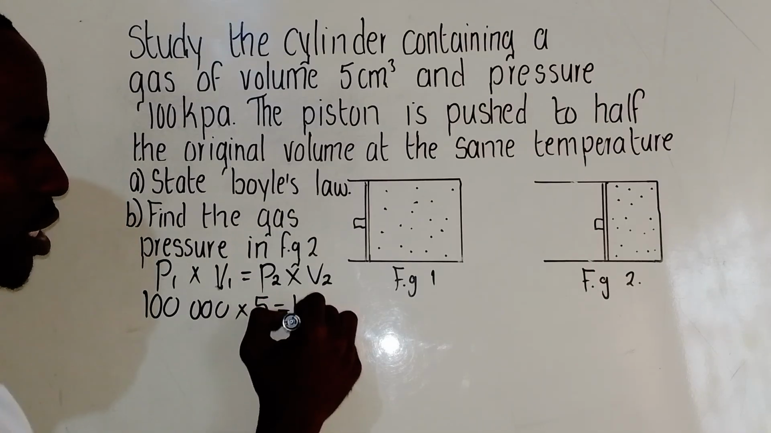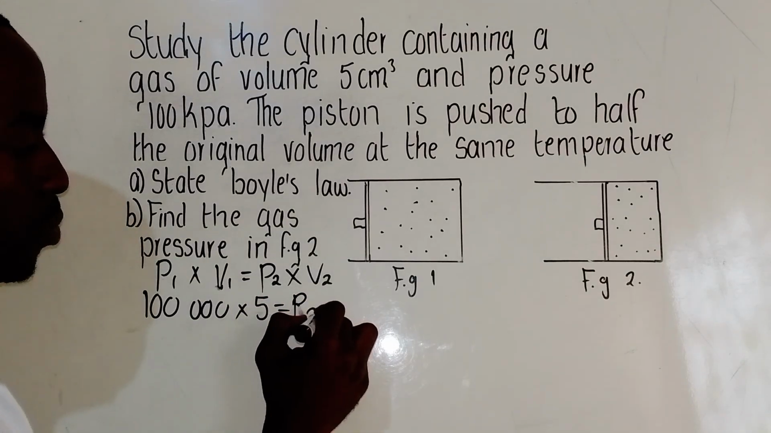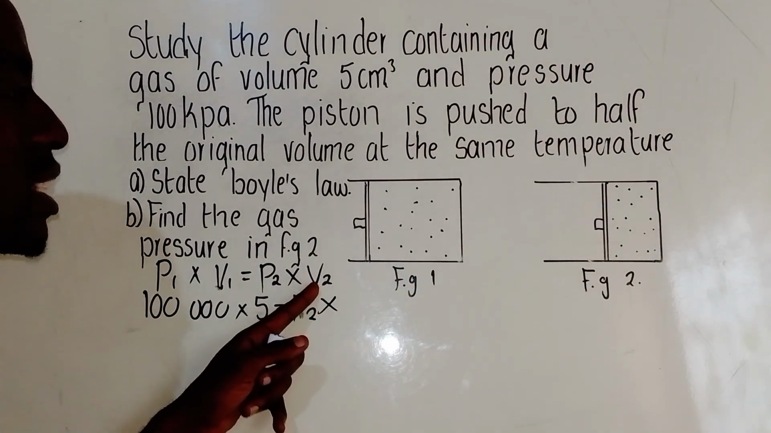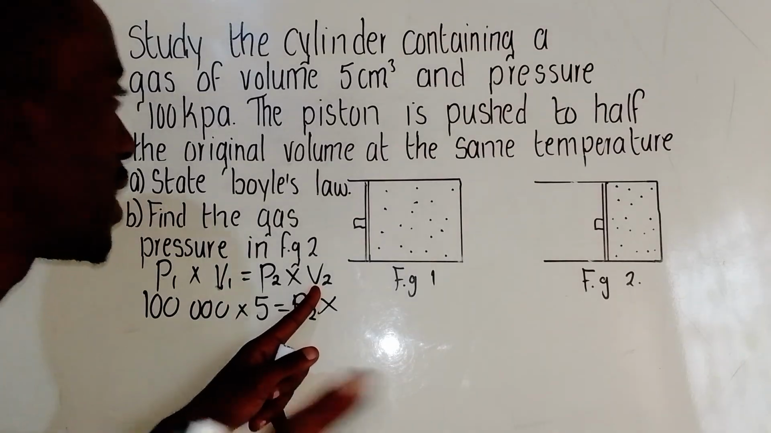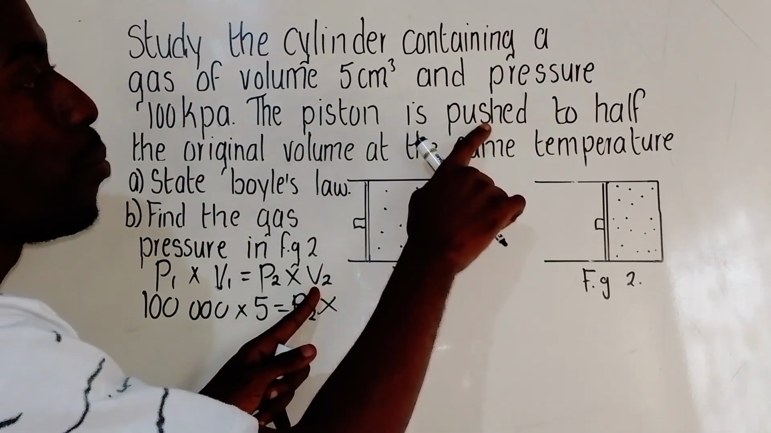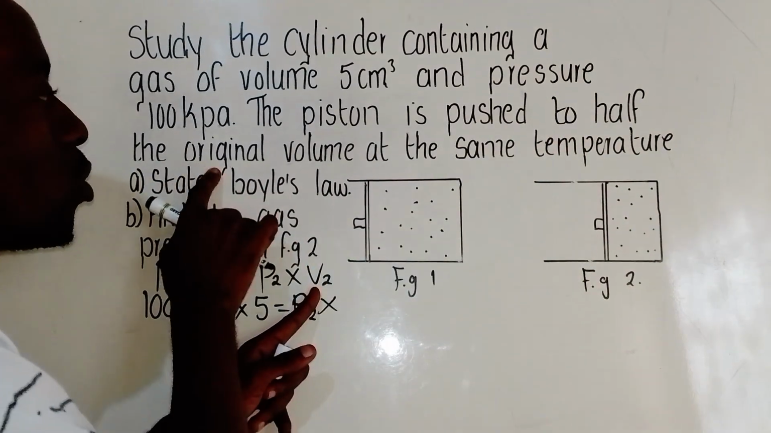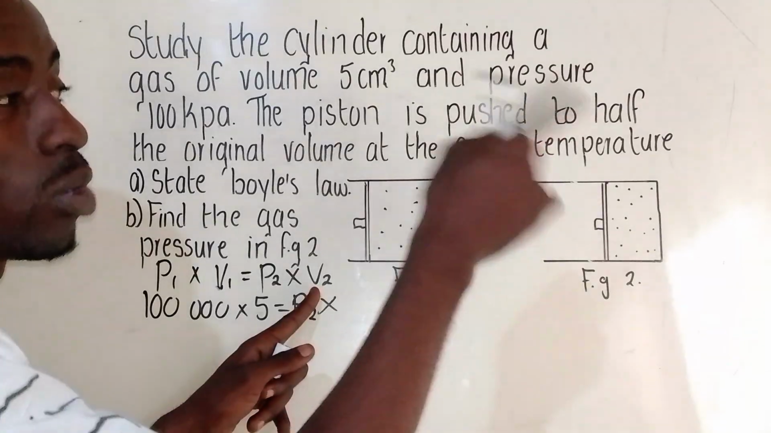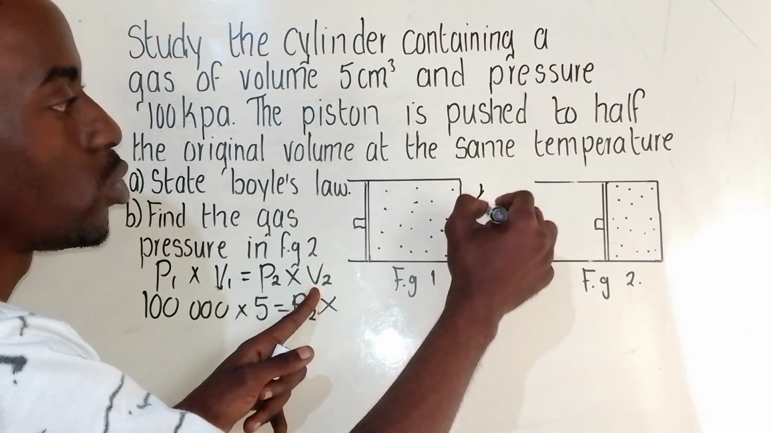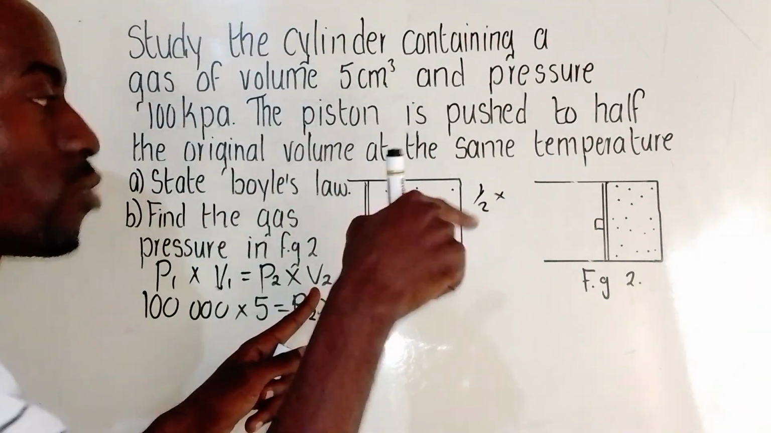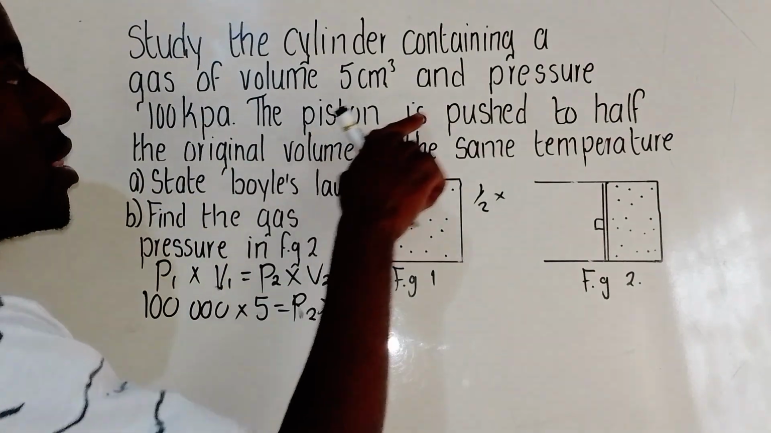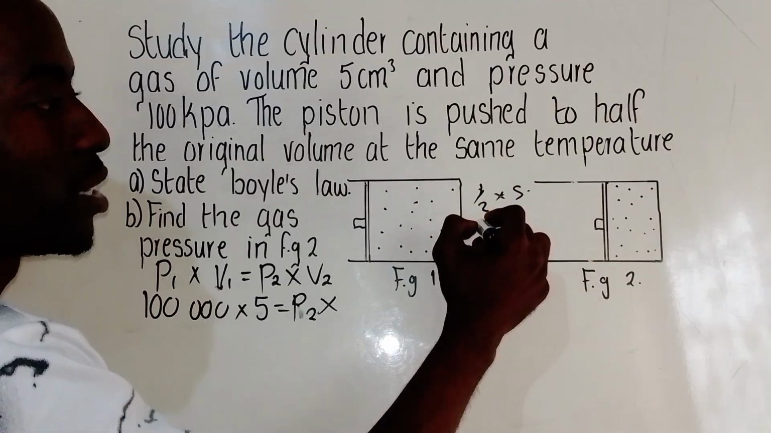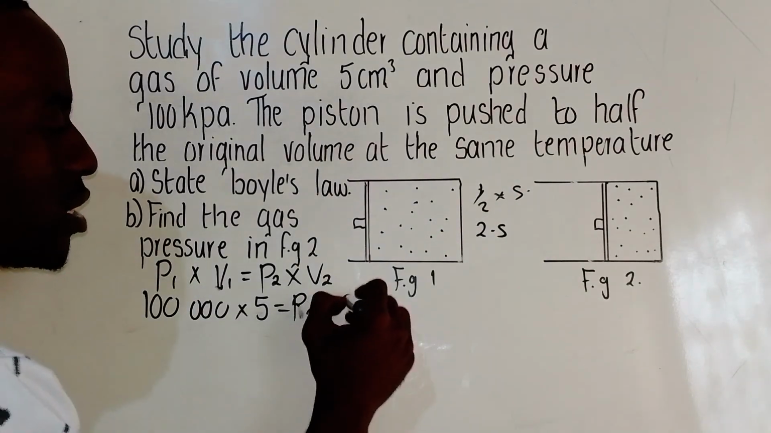Now we want to find the pressure 2, P2, the second pressure. How about the second volume? Remember what they said: the piston is pushed to half the original volume. Half simply means 1/2, and "of" means you multiply with the original volume, which is this one. So 1 times 5 divided by 2 is 2.5. So here there is 2.5.